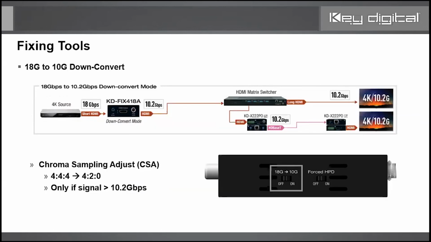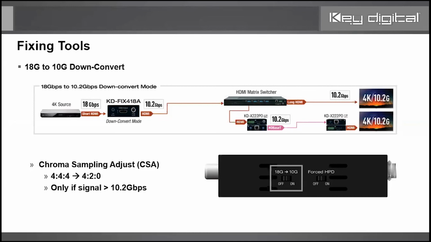How about 18G to 10G down convert? Well, what is that doing? Well, a lot of you installed 4K compatible systems, you know, one, two, three, four years ago that were 10 gigabits per second. They were not 18 gigabits per second. And that was before HDMI 2.0 came out.